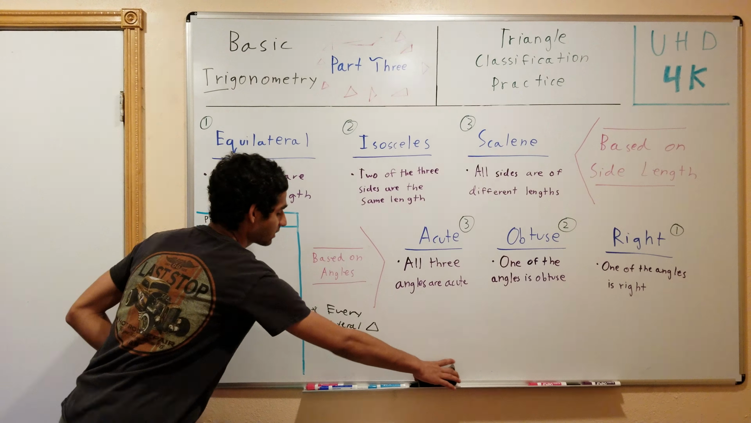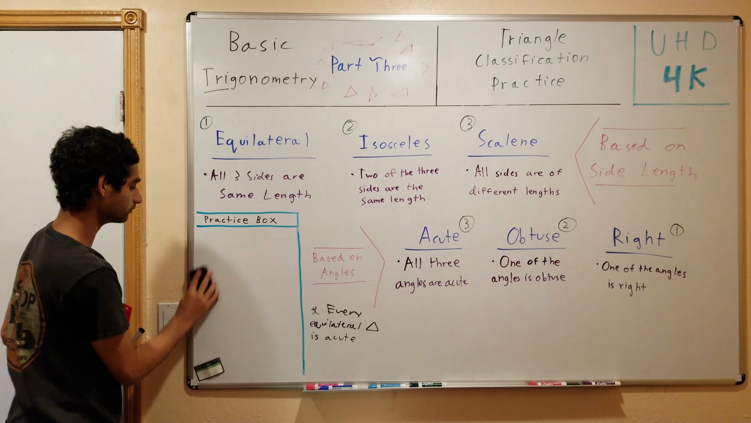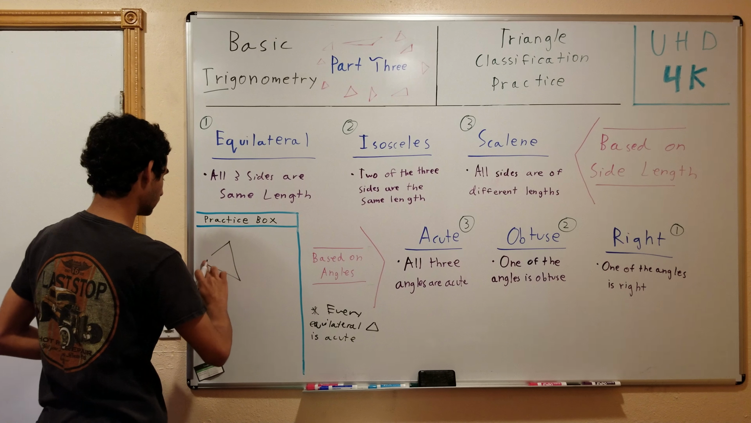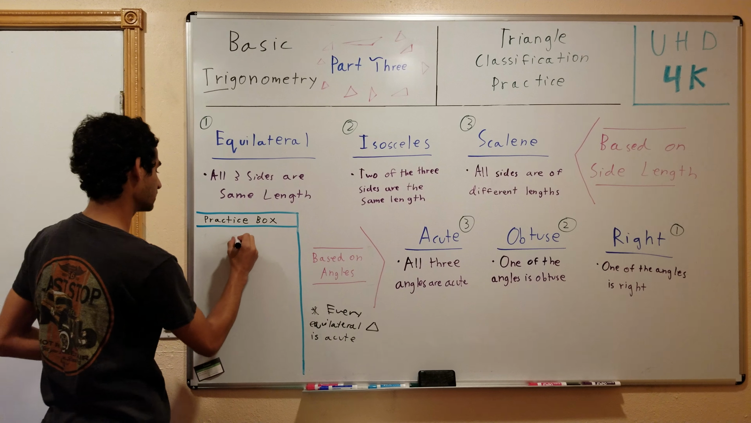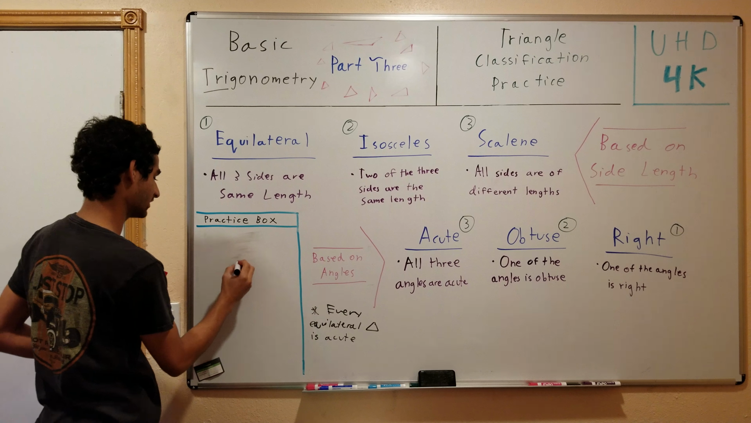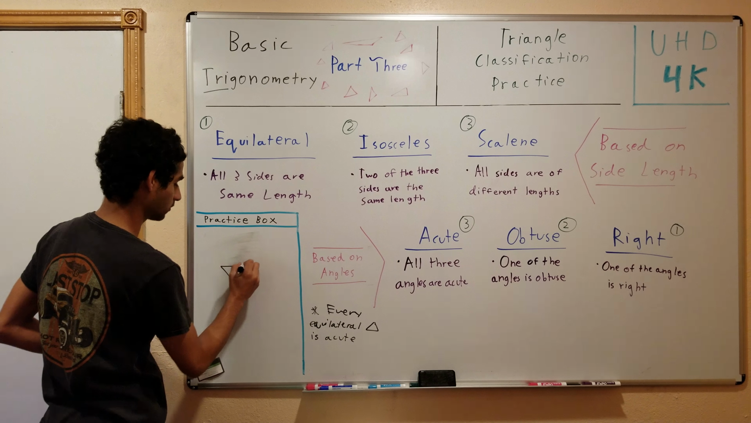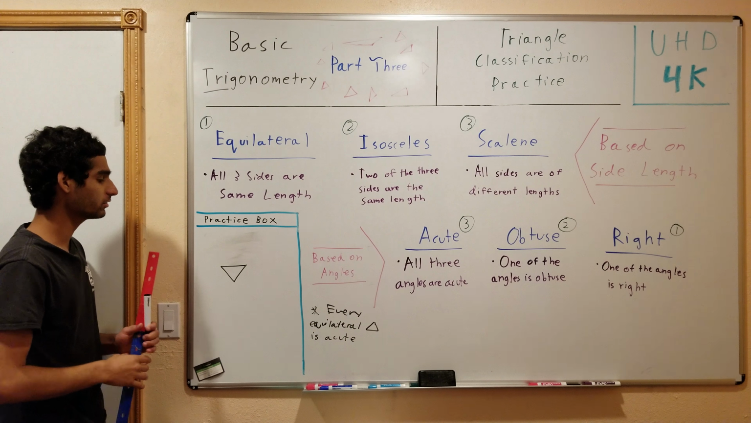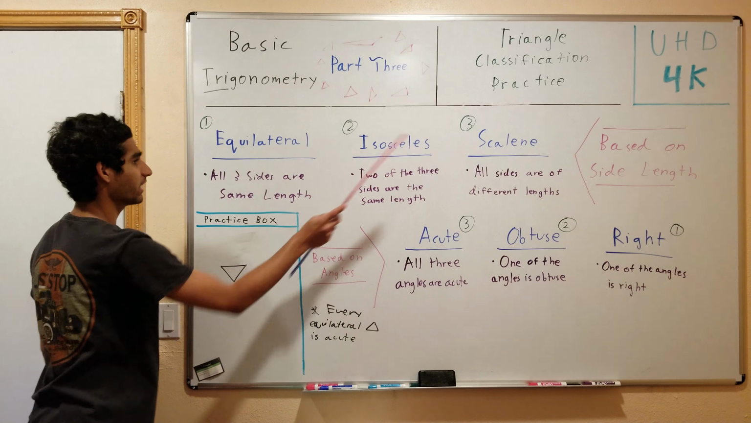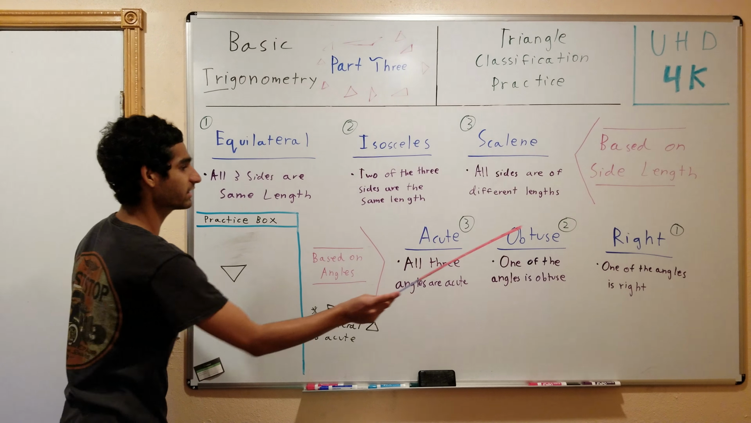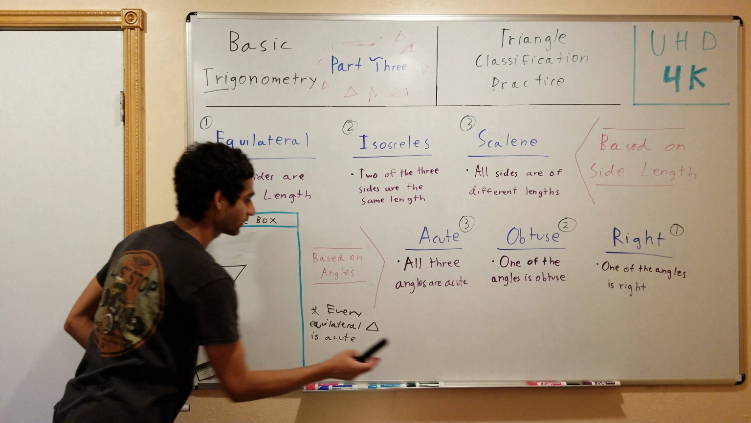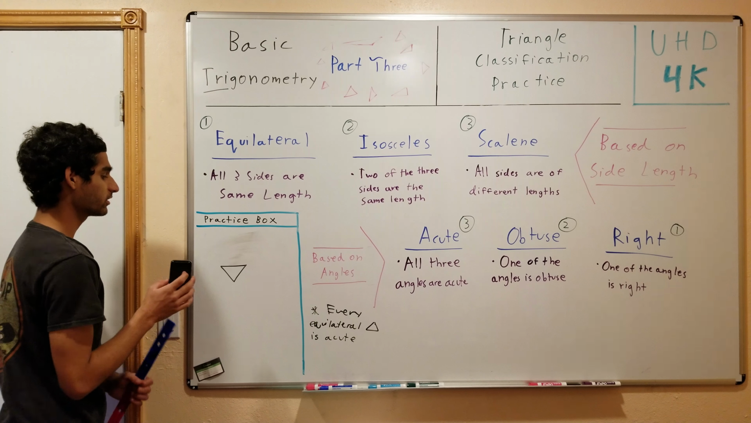Last one. Let's do one last practice problem. That may be a bit messy, but I'm not able to draw it, so I'm just telling you, in this type of triangle, all three sides are of different lengths. So it's not equilateral, not isosceles, so it has to be scalene. And now based on angles, it's not right or obtuse, so it has to be an acute triangle. So this will be an acute scalene triangle.